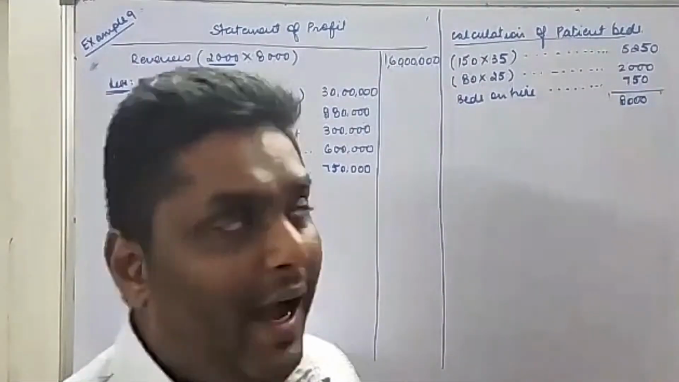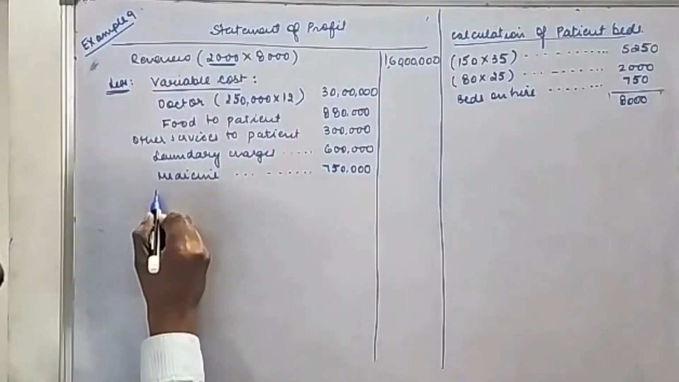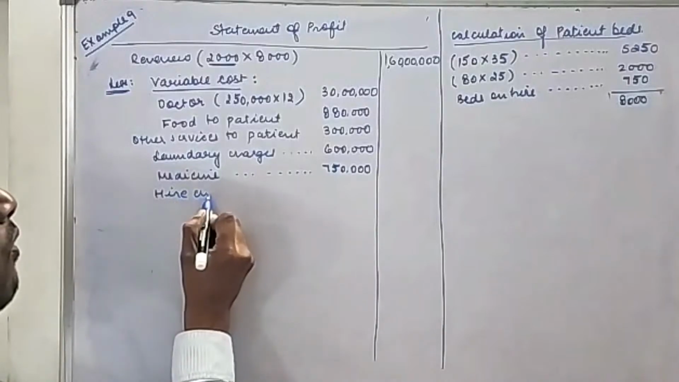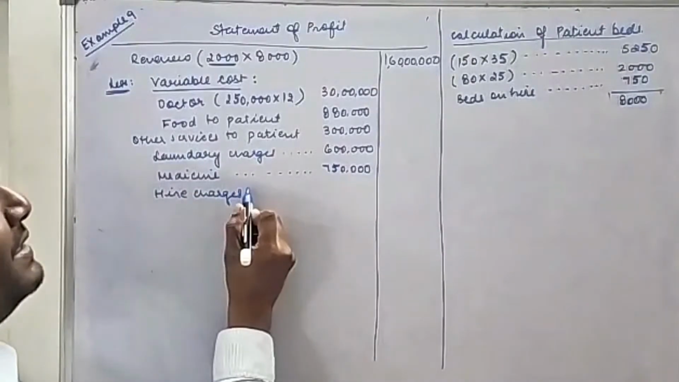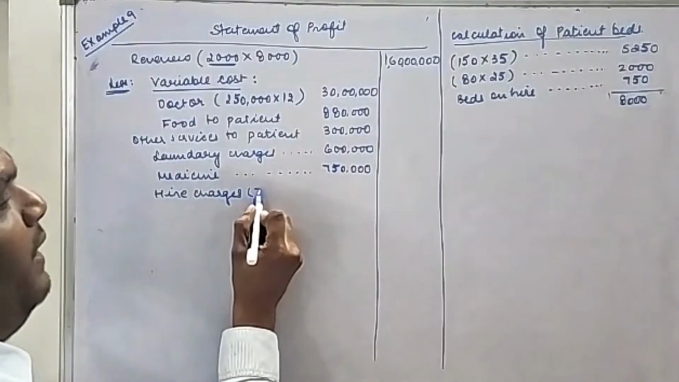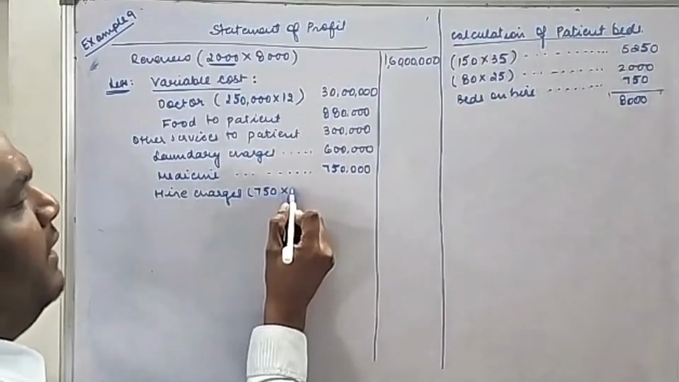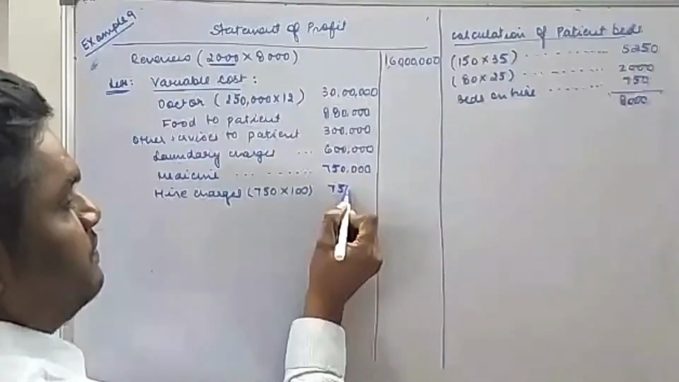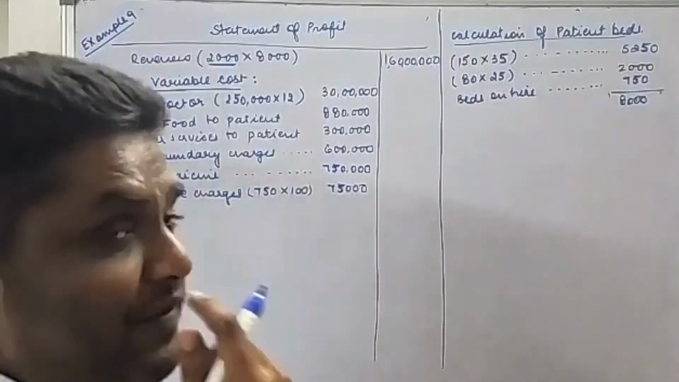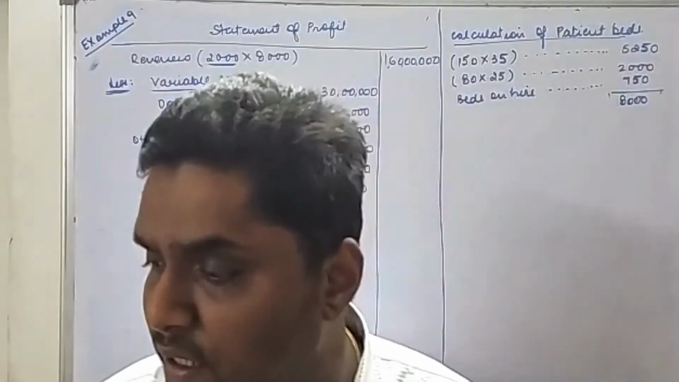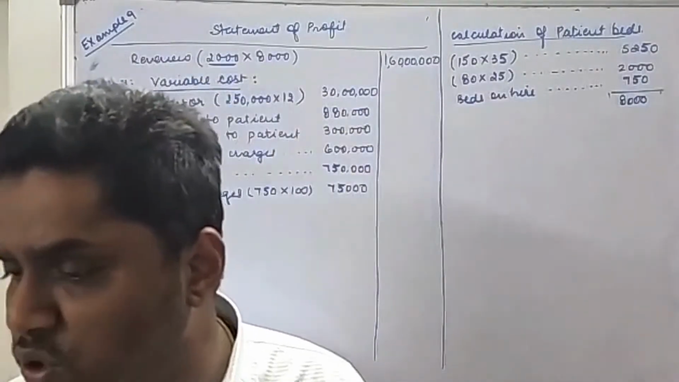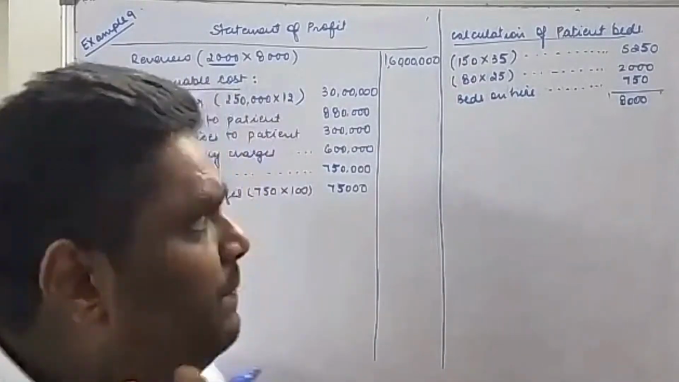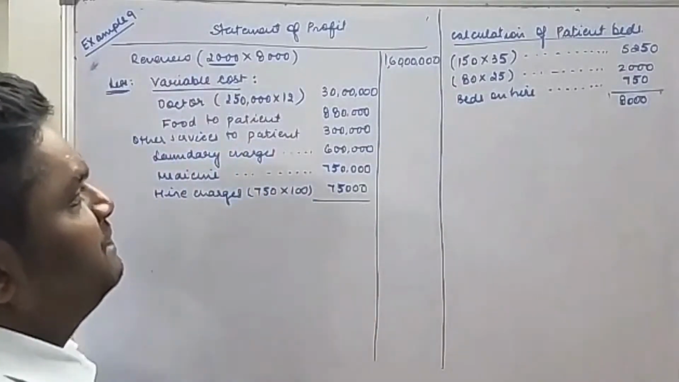See, very important, higher charges for bed. 750 beds were occupied and the rent paid is 100 rupees. So this will be variable. 75,000 will be variable. If you guys have any doubts till now, you guys can please post your queries. It's a very simple and straight question.